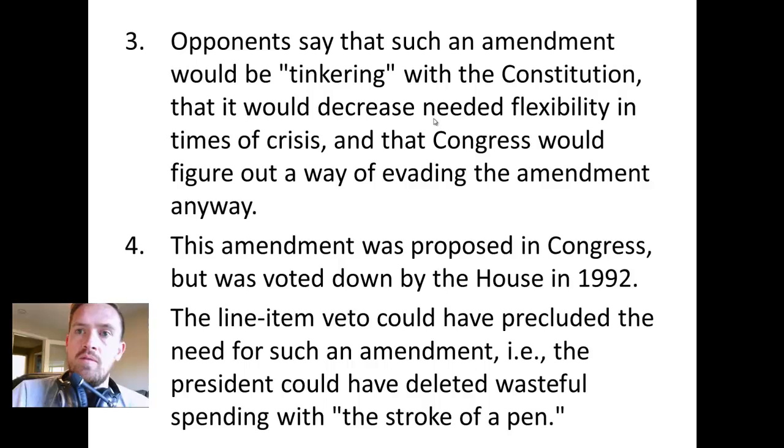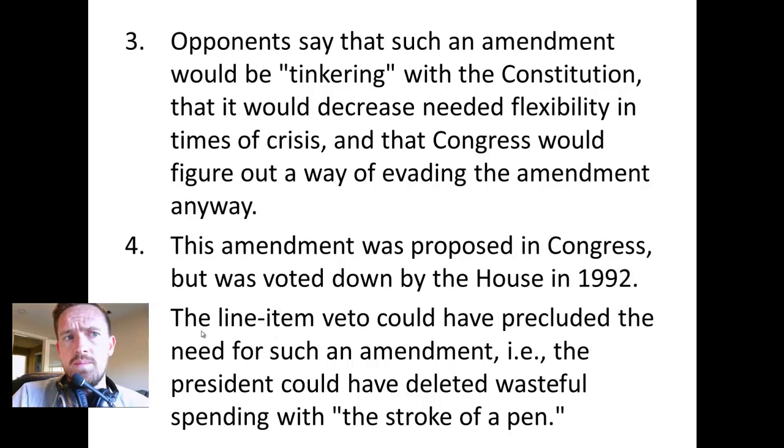Then I had students today say, well, we could just build in a provision that said during wartime the government could spend the money for war, and that would be allowed. And I think there's some concern that Congress would just try to go around that, and figure out a way: we'll get into this little military conflict, we'll call it a war, and then we can spend as much money as we want to. So it would be tough, maybe, to enforce it properly. The amendment was proposed in Congress, but voted down by the House in 1992.